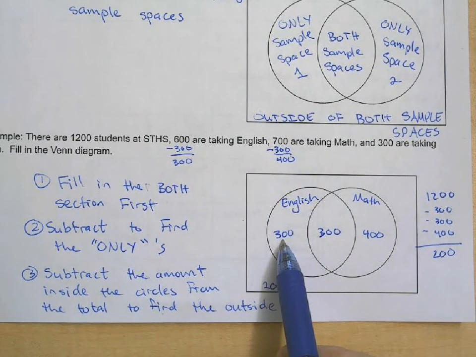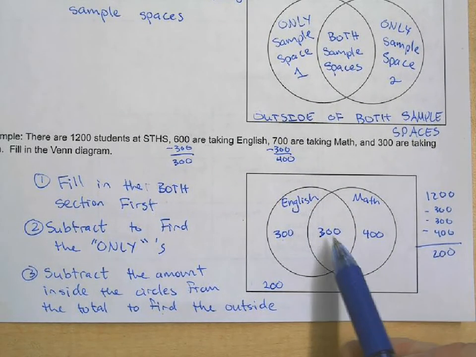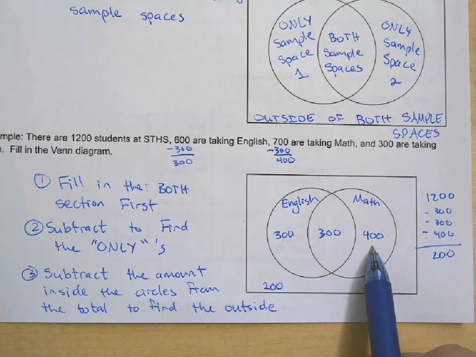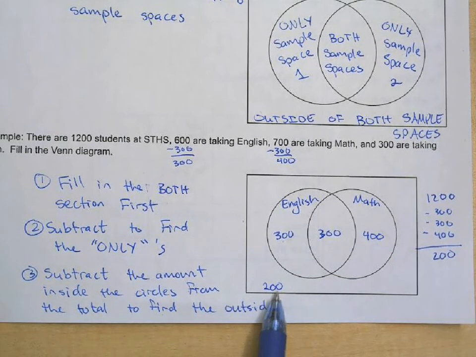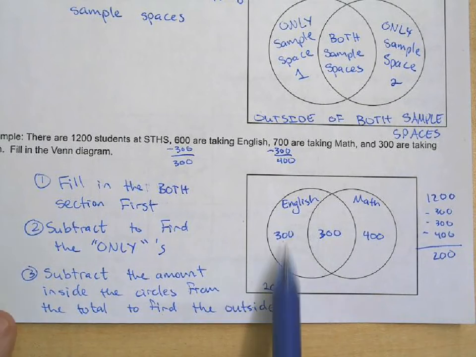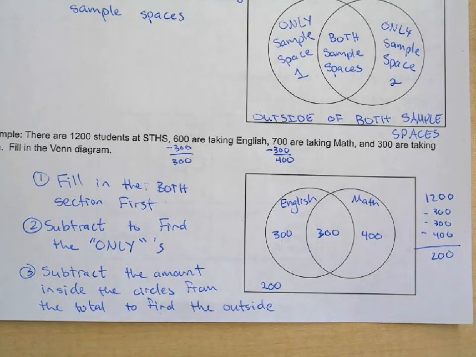So 300 people are taking only English. 300 people are taking both English and math. That's what this overlap's telling me. 400 people are taking only math, and then 200 are taking neither. And then if we add all these together, that's our total amount of students.